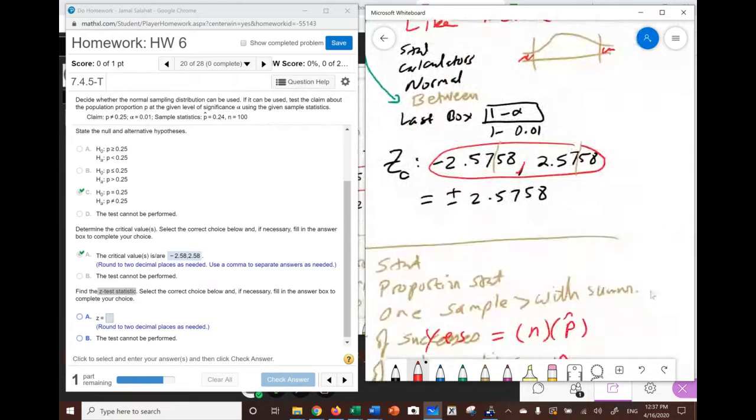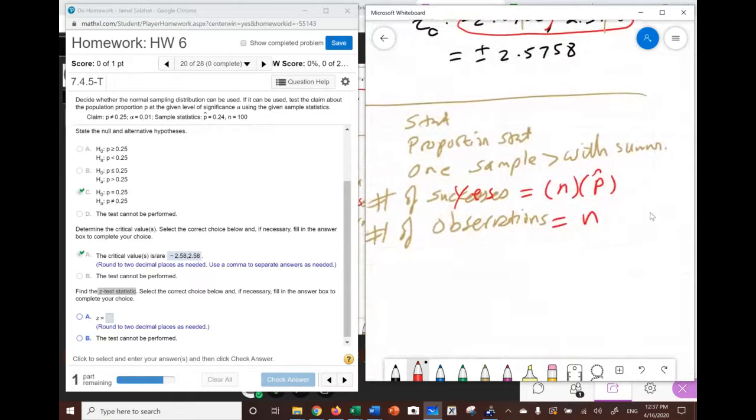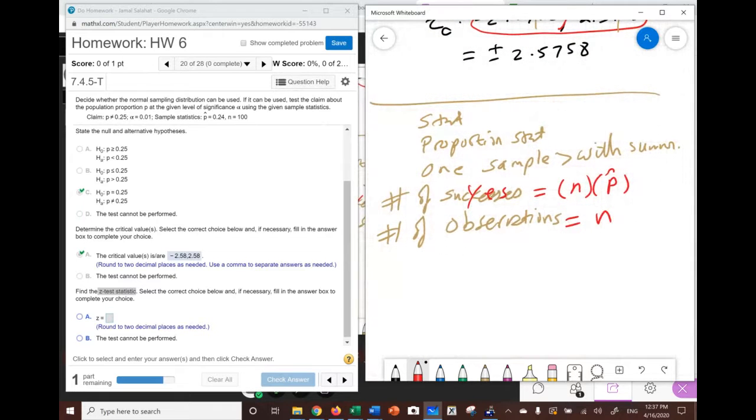So in our problem here, the number of successes will be equal to 24. We did that earlier. Again, how do we know that? We take the p hat, which is 0.24, and multiply it by n, which is 100. The n in the problem that was given is 100.